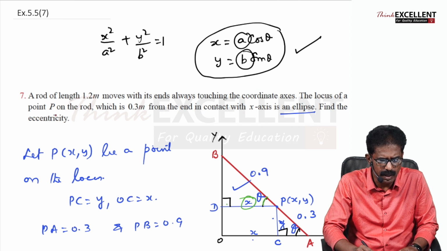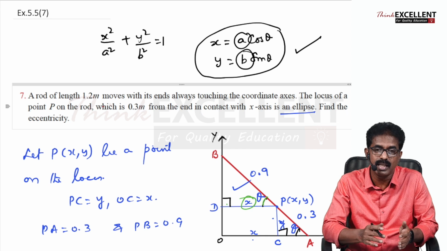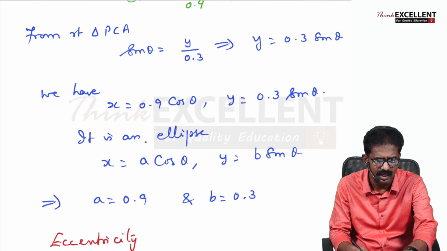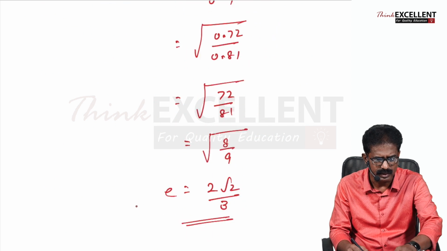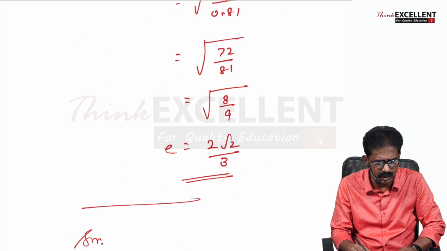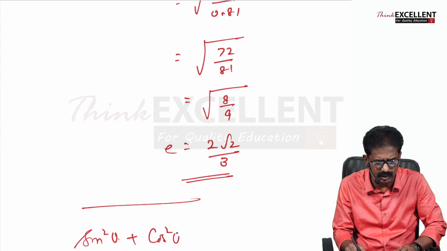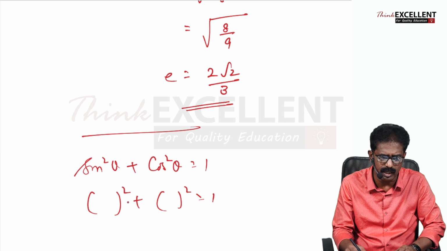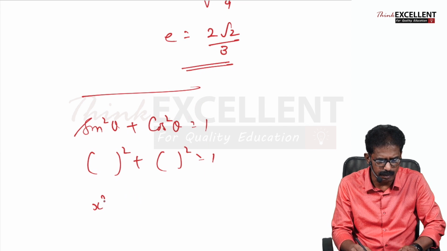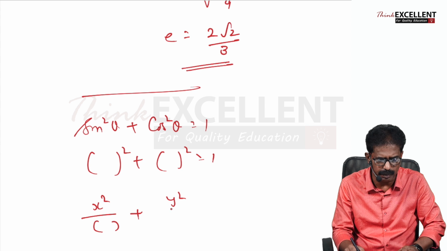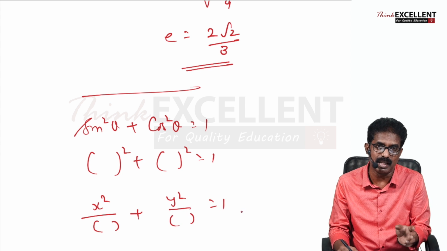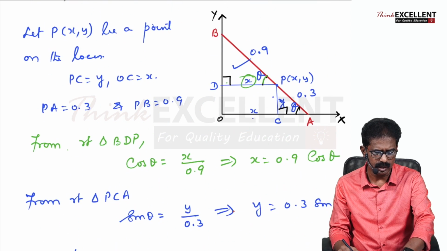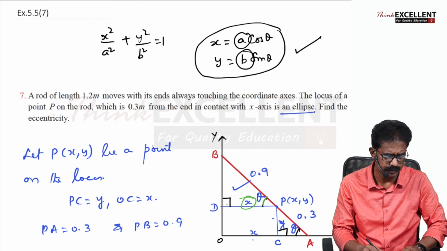The locus of the point, sometimes they say prove that the locus is an ellipse. Then in this case, after finding sine theta and cos theta, you write what? Sine square theta plus cos square theta is equal to 1. Sine theta value, you square it, plus cos theta value, square it, equal to 1. You will get x square by that a square value plus y square by b square value equal to 1. You say which is an ellipse. Okay, so that also you can write. So hope you understood this one. Okay, so shall we go for the next question?